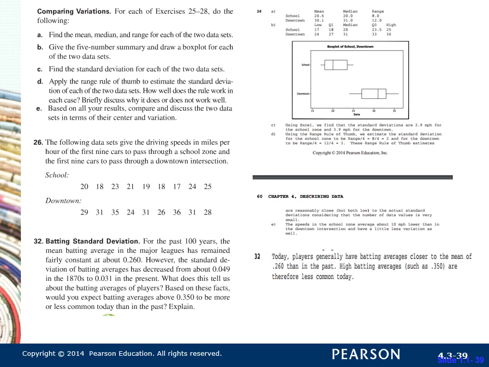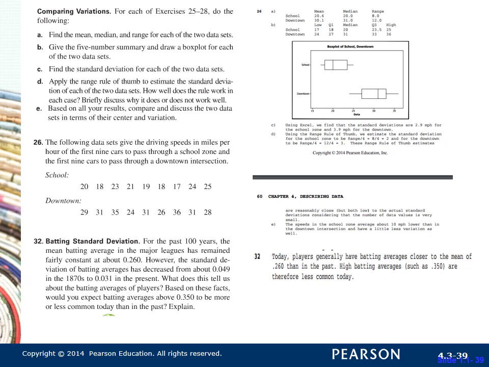But that's because I didn't have any big outliers. How can I see that? Look at those box and whiskers. If the whiskers are relatively the same size on each side, I don't have any real outliers. So I could say this was a good one to use for the range rule of thumb. It doesn't have any extreme outliers. Then last, based on all my results, compare and discuss the two data sets in terms of their center and their variation. So the speeds of the school zone average about 10 miles per hour lower than the downtown and have a little less variation, is what we could tell from that information. And the box and whisker nicely shows that.